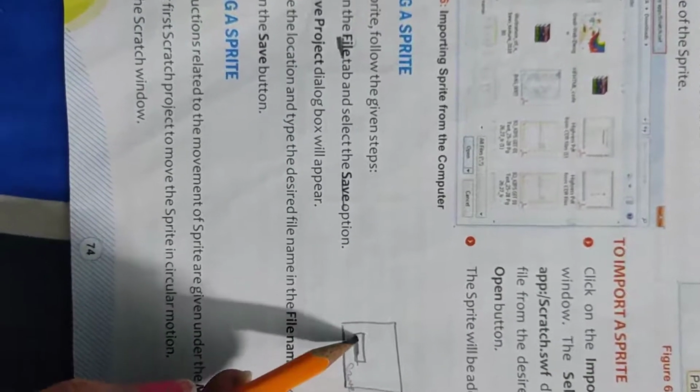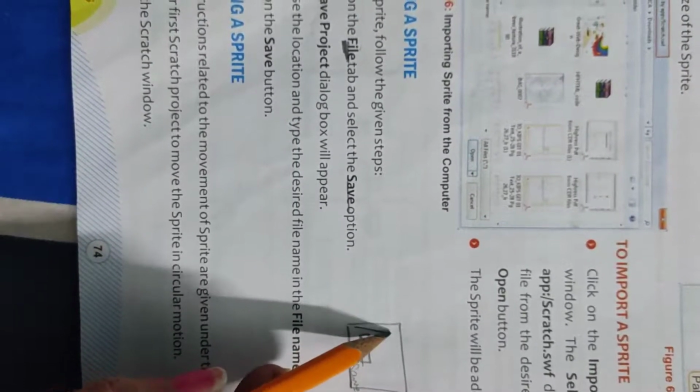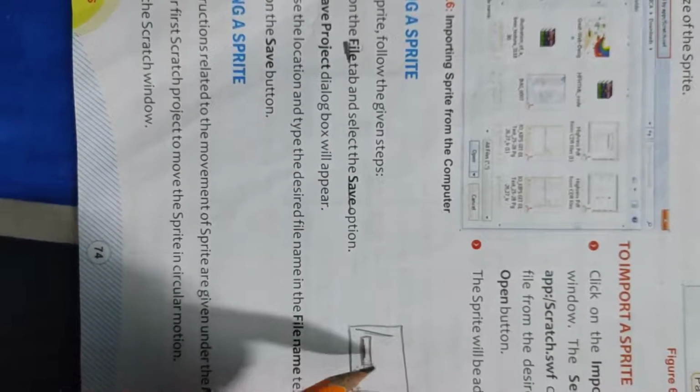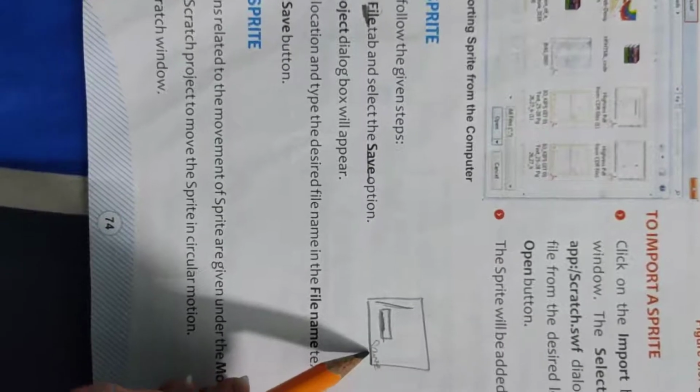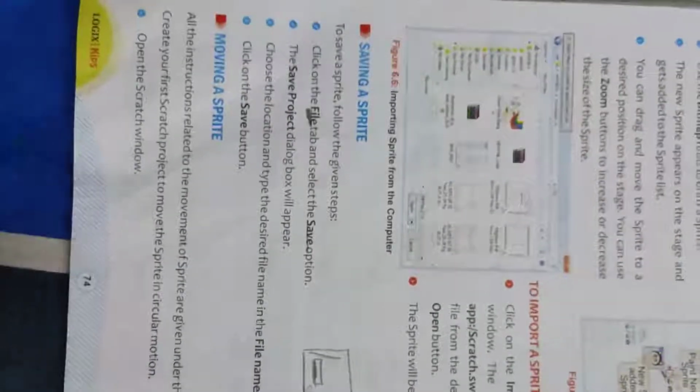Clear? You will select the location. From here the location will be there, desktop, downloads, wherever. Then you will type the name of the file. After that you will click on the save button. Your file will be saved.